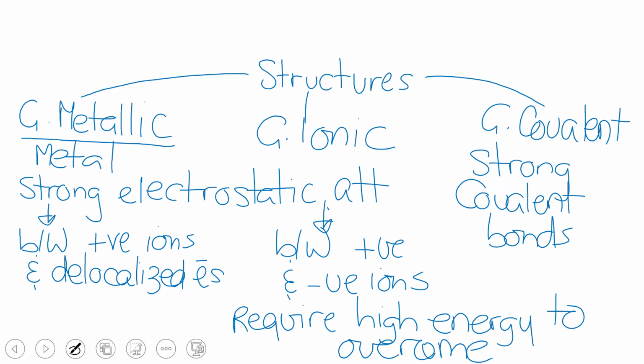And that's it. So he will give you the name of a compound, for example, sodium chloride or potassium oxide or whatever. You will figure out that it's a giant ionic structure. So you're going to say because it is a giant ionic structure with strong electrostatic attraction between positive and negative ions, which require high energy to overcome.